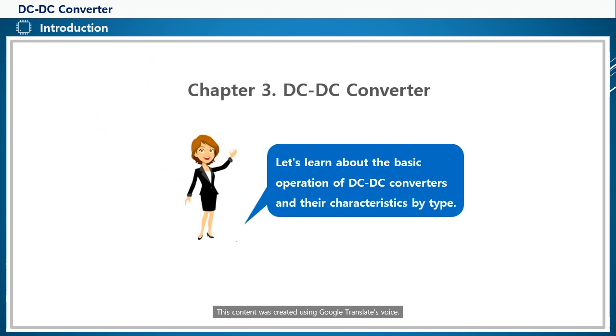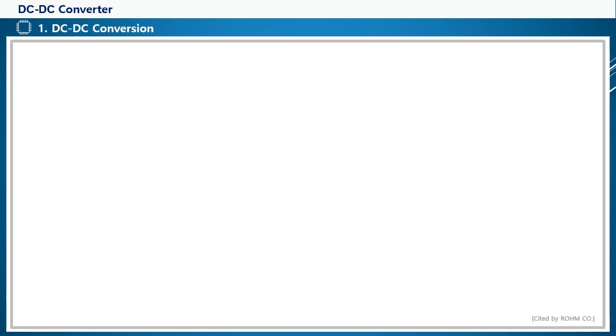Let's learn about the basic operation of DC-DC converters and their characteristics by type. Why do we need DC-DC converters?